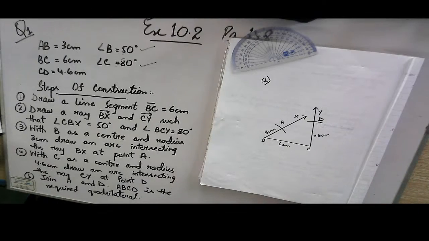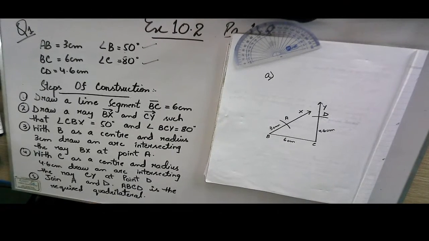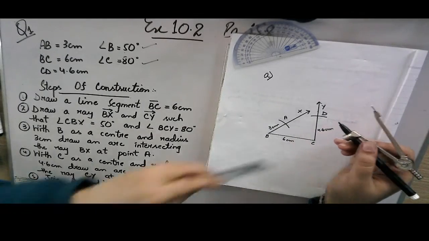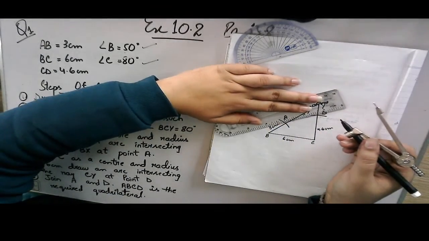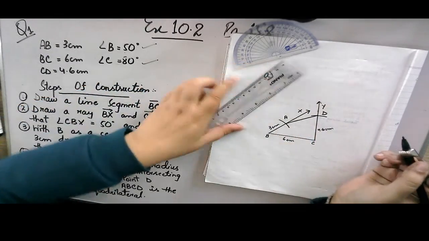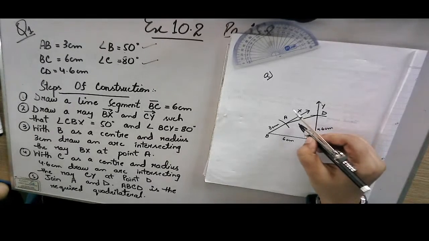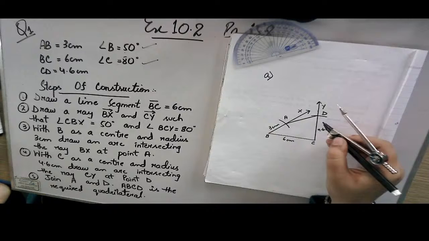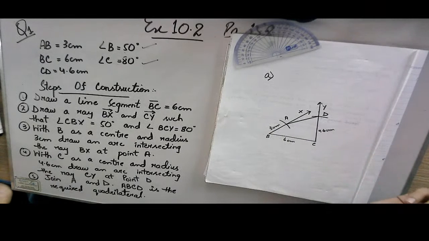Clear? Now what will be the next step? The next step is join A and D. So ABCD is the required quadrilateral. After marking point A and D, you have to join the intersecting points, which is point A and point D. So ABCD is a required quadrilateral.